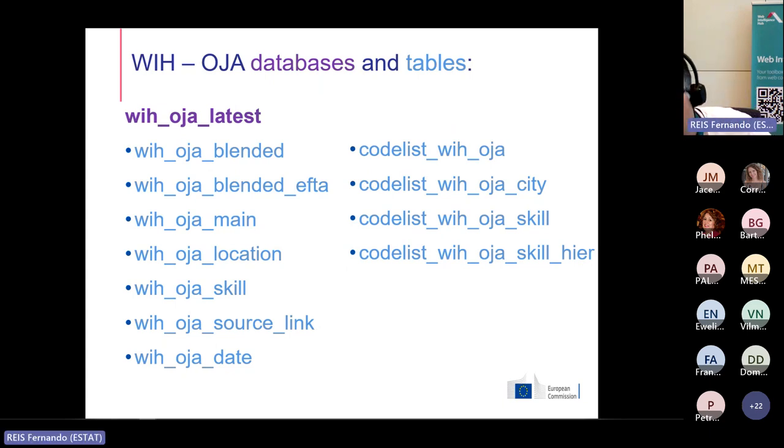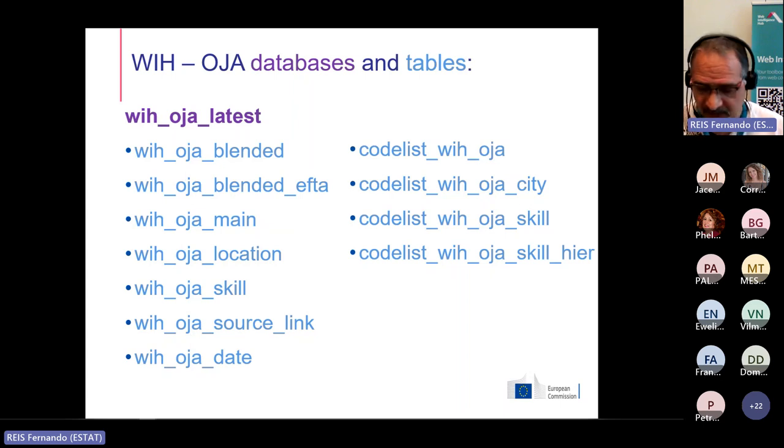Now, what are the tables that we have here? In the beginning, we had one table, a single table. But then we felt the need to split it. We had many users that were surprised to find the same job advertisements several times in the table. So the same job advertisement.